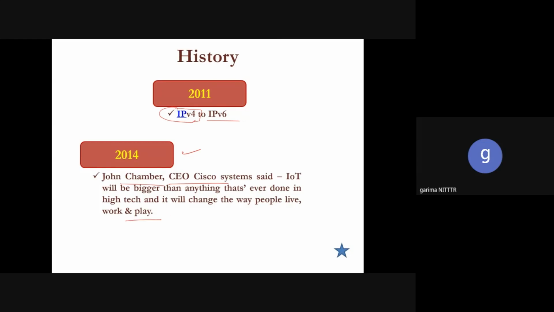And you can imagine nowadays how our day-to-day life is impacted with the use of this Internet of Things, how we are utilizing this facility or technology in our daily life.